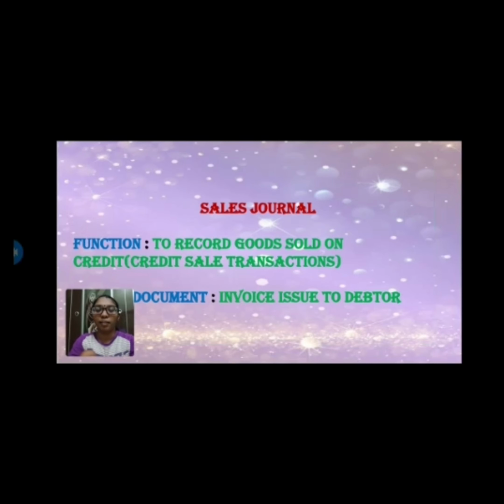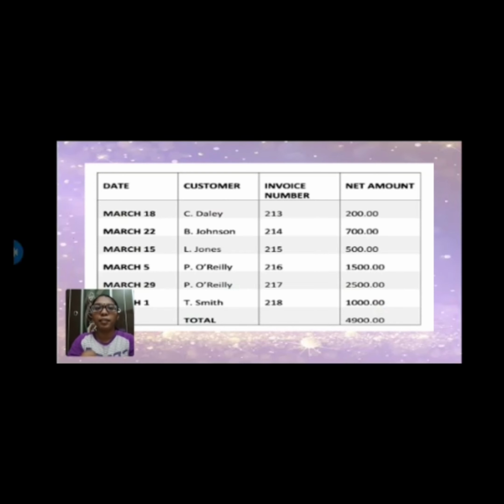Secondly, sales journal. Function of the sales journal is to record goods sold on credit, credit sale transaction. Source document of the sales journal is invoice issued to debtor. This is the example of sales journal.